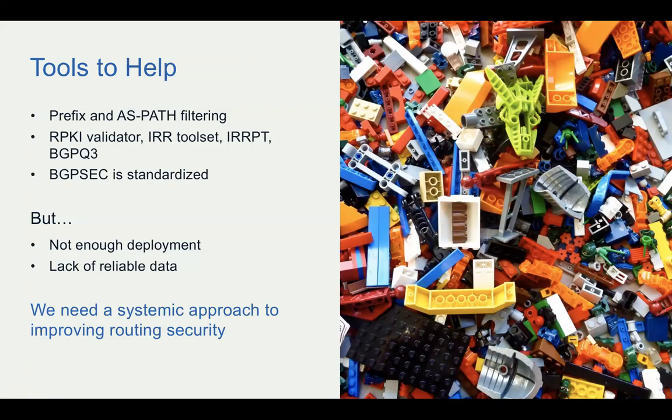And those databases, such as the Whois database or Internet Routing Registries, or RPKI, they are not complete, and some of them are not well maintained. So you're lacking data. Even if you have the tools, you don't have the data to make the right decisions.